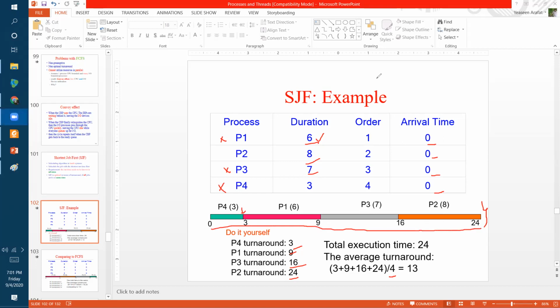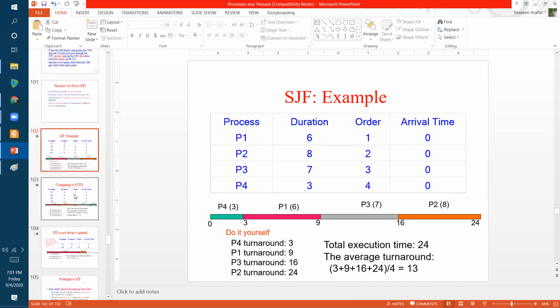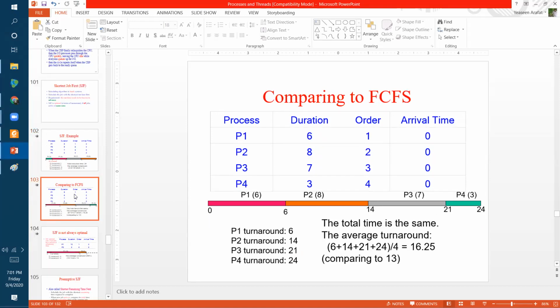So now, okay, pretty simple. Here is the simple job first example, the simulation. Okay, it's very easy. So when we compare to first come first serve, what is the difference between them? How can we know which one is better for our batch systems?